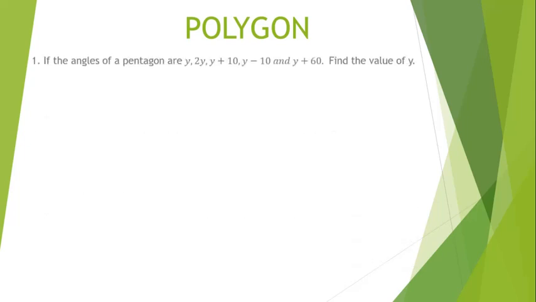Now the first question is this: if the angles of a pentagon are as you can see on your screen, find the value of y. The first thing we need to do is find the sum of interior angles of that particular polygon. In this case, it's a pentagon, which, like we said earlier, is 5-sided. Now, how do we find the sum of interior angles of any polygon?